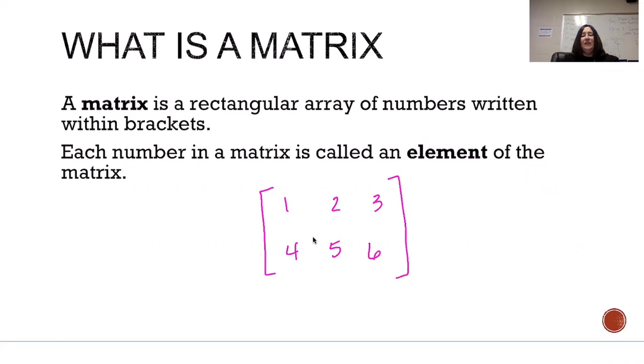Okay. Each number inside of that matrix is called an element. So this would be an element. So we would have a total of 6 elements.